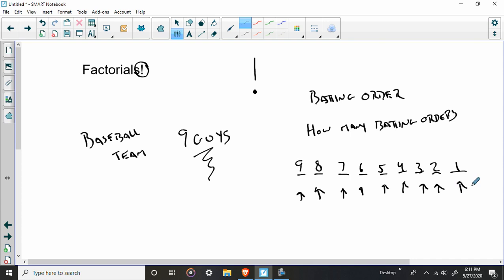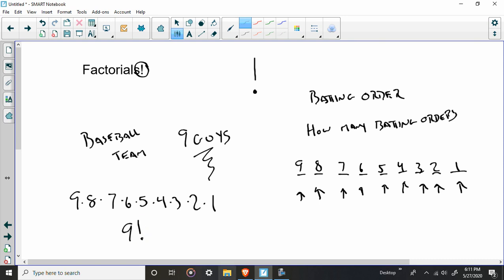So what you'd have to do is say, okay, what's 9 times 8 times 7 times 6 times 5 times 4 times 3 times 2 times 1? And that's the fundamental counting principle that we talked about. Now, that is a lot to write every single time you need to do this. So to abbreviate 9 times 8 times 7 times 6 times 5 times 4 times 3 times 2 times 1, we would say 9 factorial.